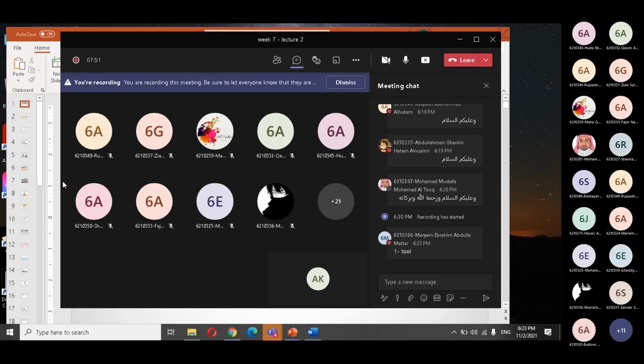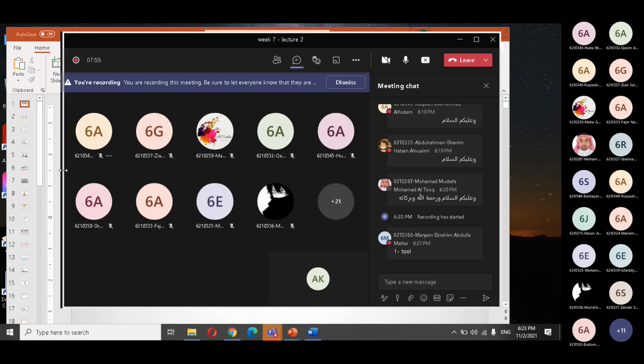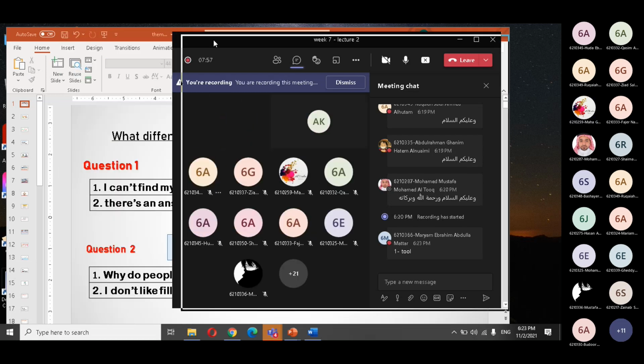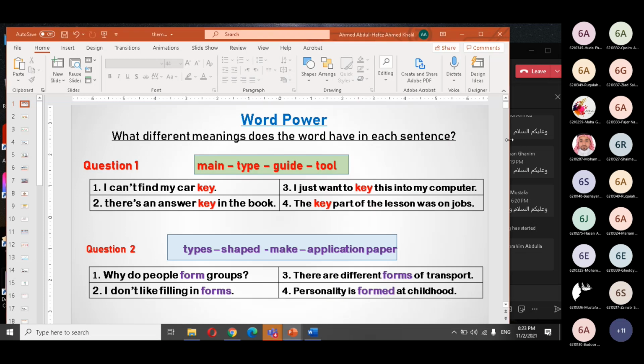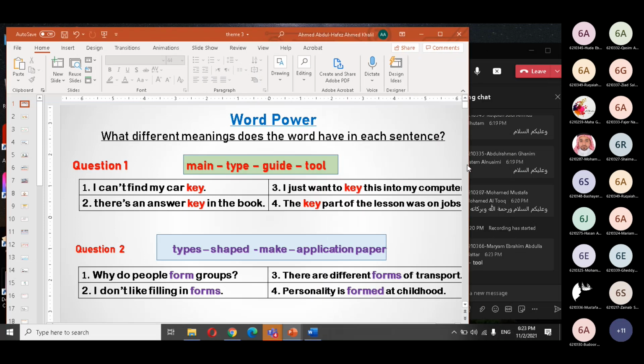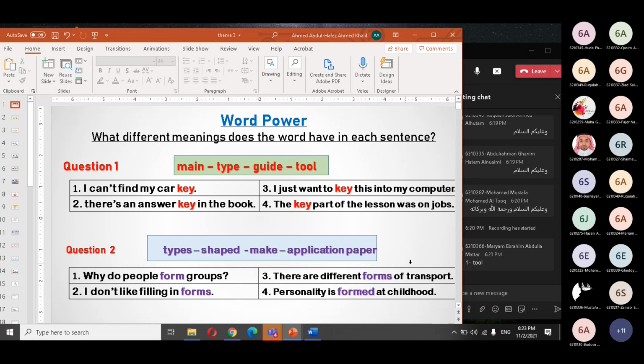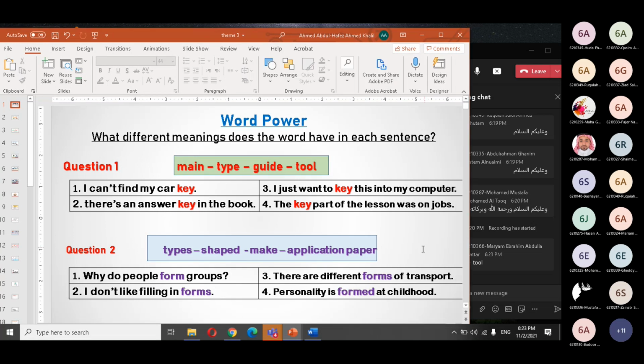Mariam gave us the first one. We'll check. Okay, the first one: I can't find my car key. What does the word key mean here in this sentence? Mariam said tool. Do you agree with her?